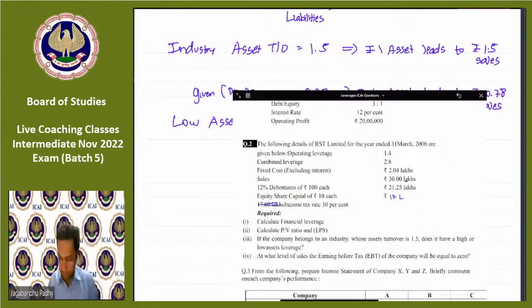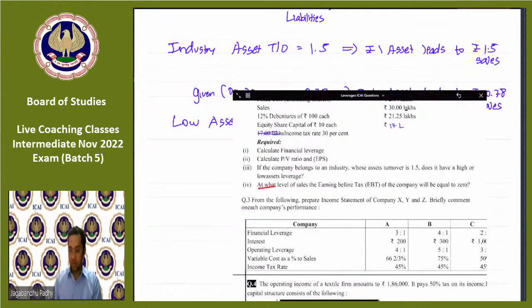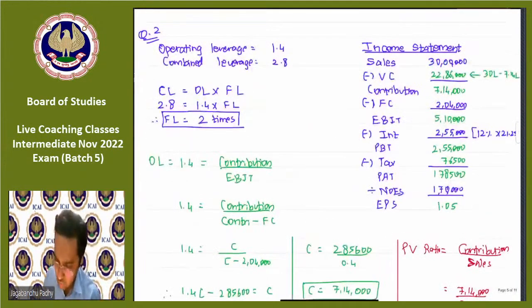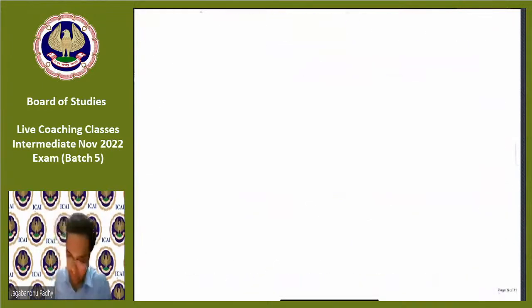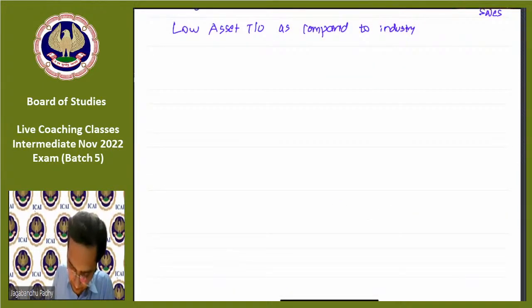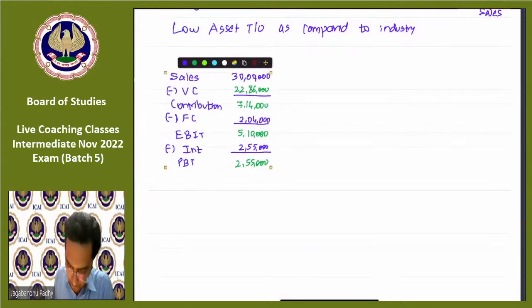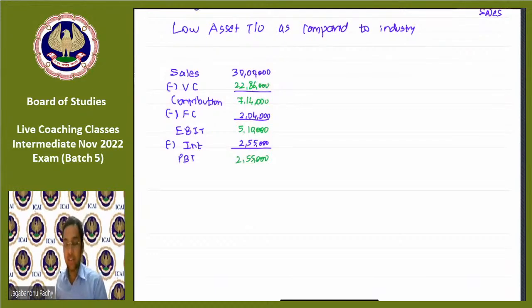Okay. Then the next part of the question says, at what level of sales will EBT of the company be equal to zero? So we need to look till EBT, or earnings before interest and tax. I'll just copy this much portion for our understanding. We have sales 30 and all these figures are there. Now the question says that if you want this profit before tax figure to be zero, how much should the sales be?